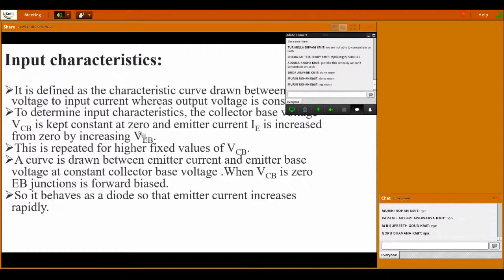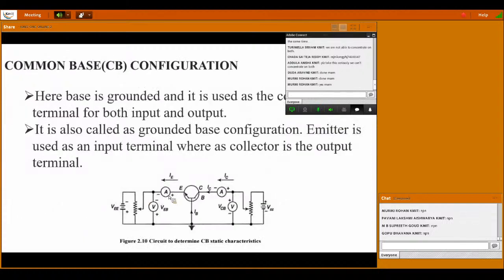Gradually it is increased with different values, up to the maximum values. Then we have to verify that the emitter current IE increases from zero as we increase VEB. This can be repeated for higher fixed values of VCB. A curve is drawn between the emitter current and the emitter to base voltage, with the collector to base voltage kept at zero. Initially we keep the collector to base voltage fixed, increase the emitter to base junction voltage, and verify the reading on our ammeter.